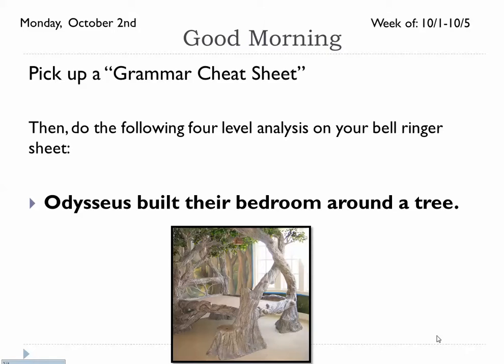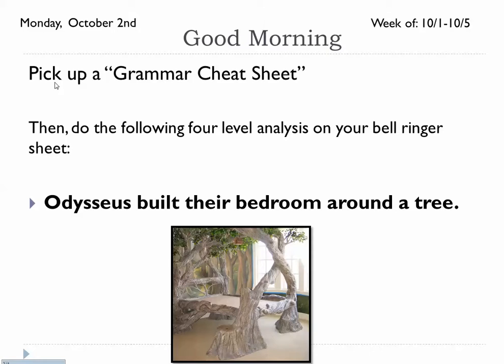We started today with our bell ringer, which was to do a four-level analysis over the following sentence. Odysseus built their bedroom around a tree. That sentence sounds a little more provocative than it would if you know the background.